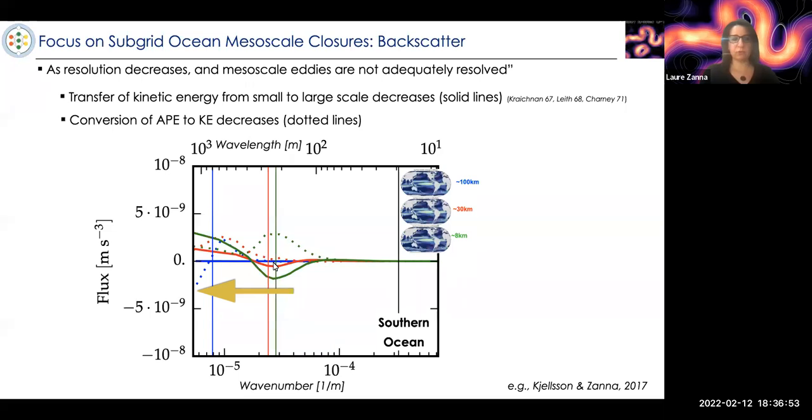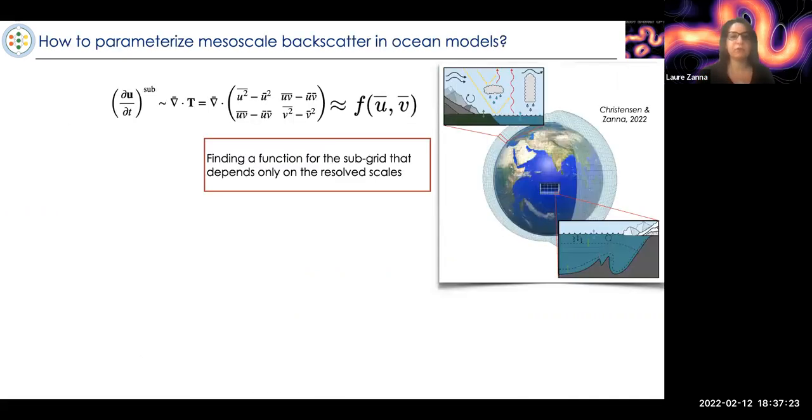As we decrease the resolution, so as the grid box size gets bigger, this energy transfer, this inverse energy cascade, is actually reduced. And at 1 degree, it's completely inhibited. That's the blue line. And so this is something that we see pretty much in any simulation that you will pick up. The transfer of kinetic energy from small scale to large scale gets inhibited. And it's the same for the conversion of available potential energy into kinetic energy. And so that's a flaw that you will see in pretty much every simulation that you look at.